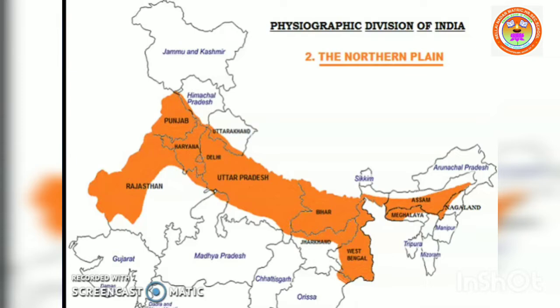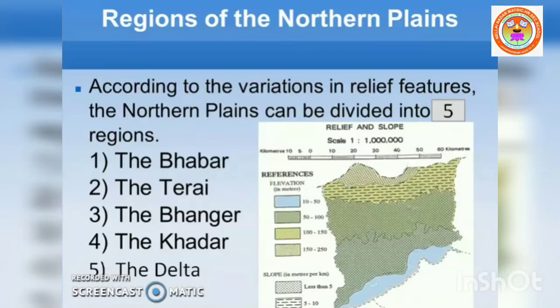The important characteristic features of these plains are the Bhabar Plain, the Tarai Plain, the Bangar Plain, the Khadar Plain and the Delta Plain. First one, the Bhabar Plain.